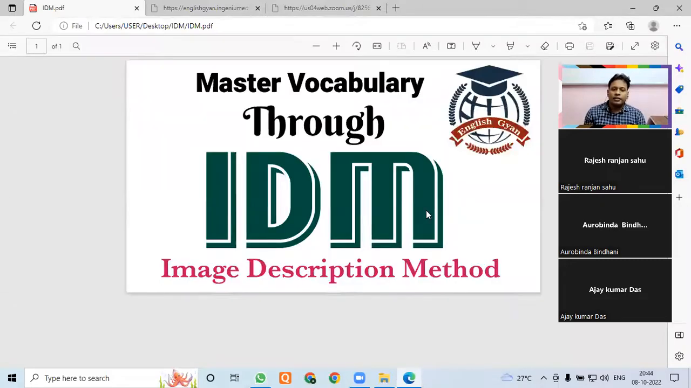Something called image description method. Can you check it out, everybody? It's there on your screen. Arvind sir, Rajesh sir, Ajay sir, can you check it out? Yes, sir. Okay. It is something called IDM. IDM means image description process or image description method. And this is the technique, my dear friends. Believe me, trust me, it is going to give you that much momentum whenever you want to speak English fluently.